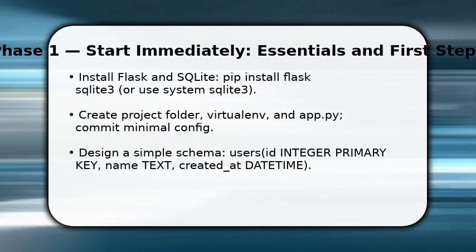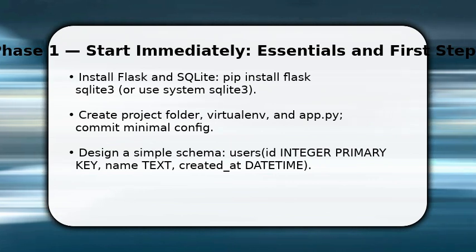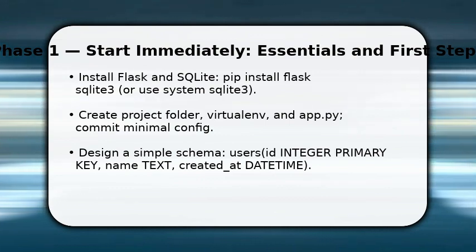Next, scaffold app.py and a minimal config: database path, debug flag. Then create the initial schema using SQLite3 or a Python script. This establishes tables and types so your Flask routes can read and write predictably. Once done, test a simple select to confirm the DB file exists and is accessible.